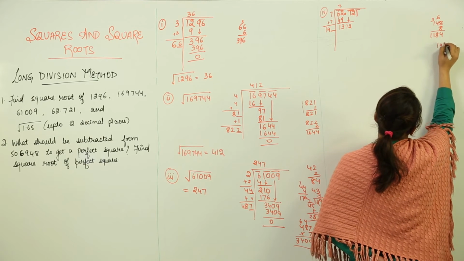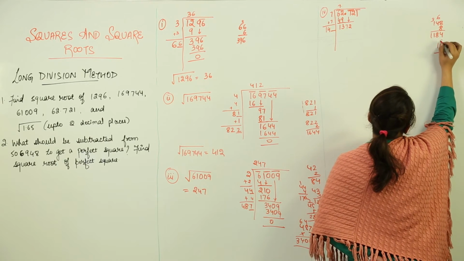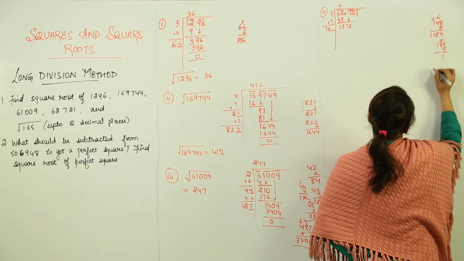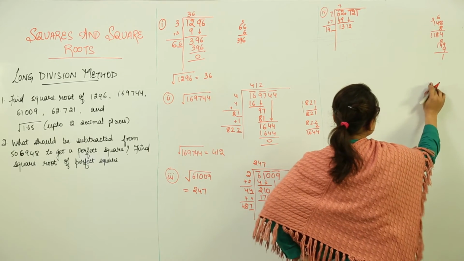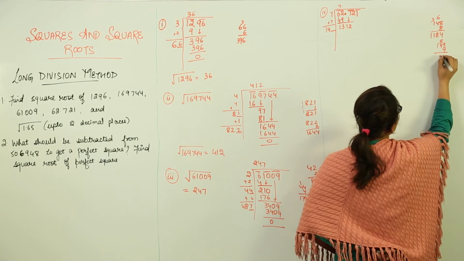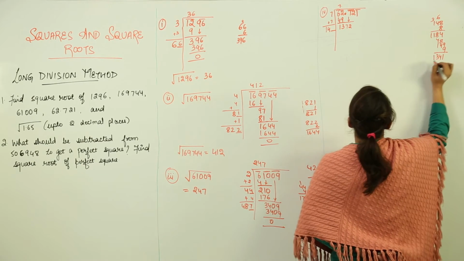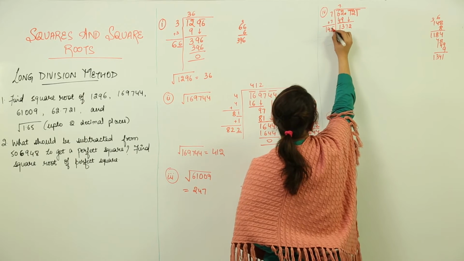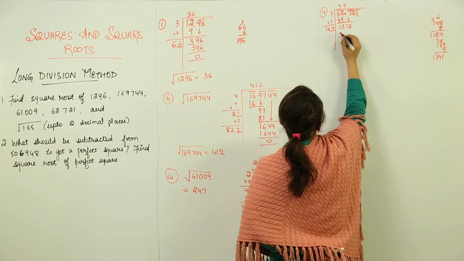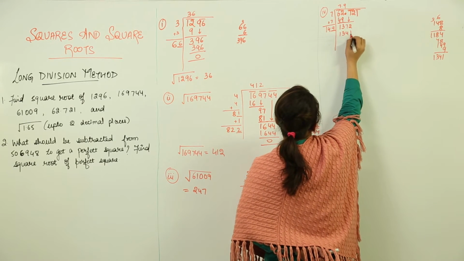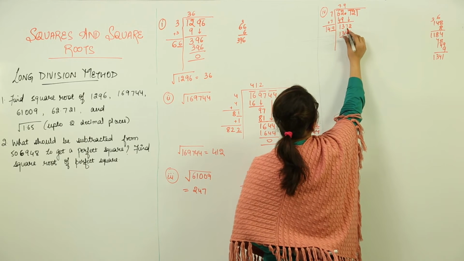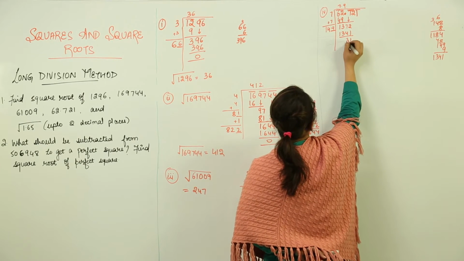Let us check for 9. 9 nines is 81, 9 fours are 36, 36 plus 8 makes 44, and 9 ones are 9 plus 4, 13. That means probably this is the closest one that we are getting. So 7.9 is going this times. 1341, 7 minus 4 leaves us the remainder 3.